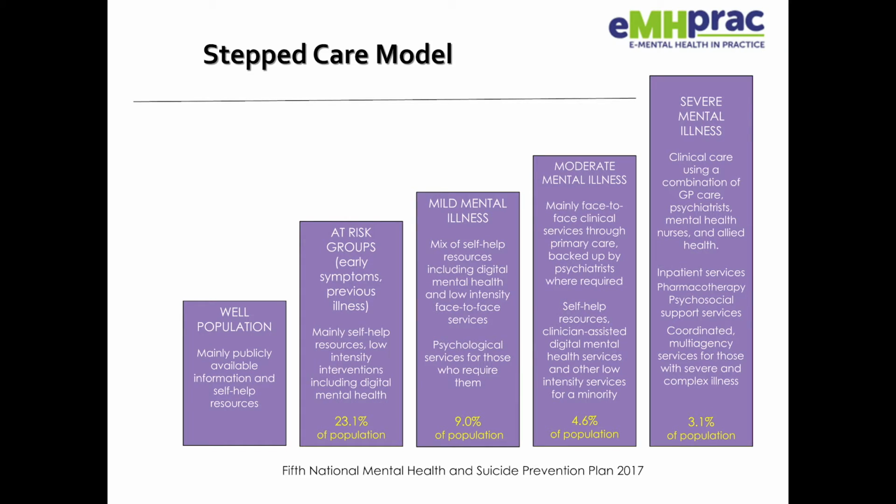The stepped care model is often talked about, and some of you might have seen this as well. So this is where we're talking about matching the intensity of treatment to the intensity of the condition. So for some people who are at risk and have early symptoms, previous illness, some self-help resources and low-intensity interventions like digital mental health can be particularly helpful. And you can see as you move up from mild to moderate to severe, a lot more care is needed, which is common sense. But it's just looking at where digital mental health can fit in. So digital mental health can be used for mild to moderate, but other support is needed at the same time.